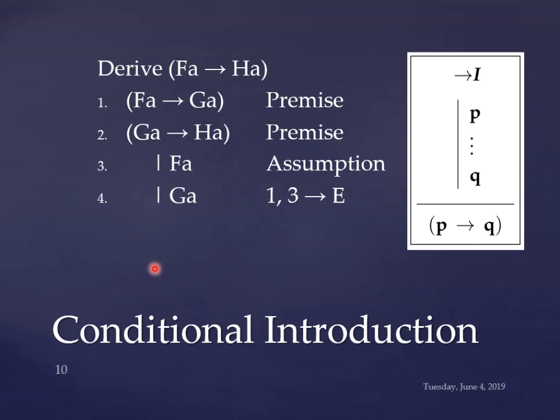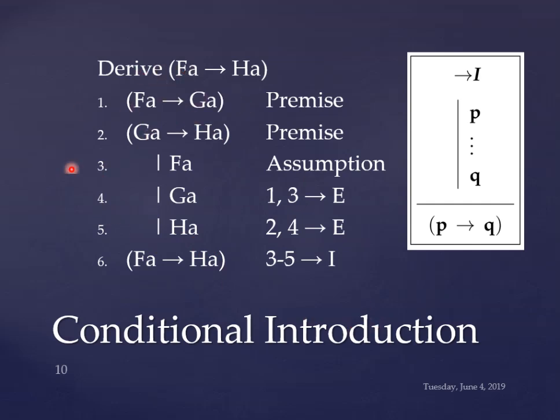Okay, so now that I got GA, I can use line 2 and line 4 and get HA with arrow elimination. Now I have derived the consequent of the conditional that I want inside of my subderivation where I assumed the antecedent. So now that I've been able to do that, I've satisfied the requirements of this rule, and now I can discharge that subderivation, and write FA arrow HA. And that comes from lines 3 through 5, because that's the subderivation. All right, so that's how it works.